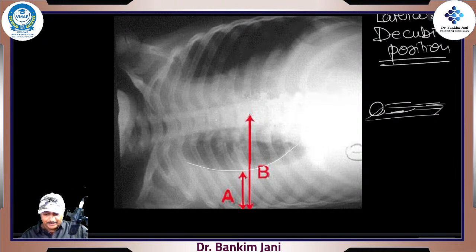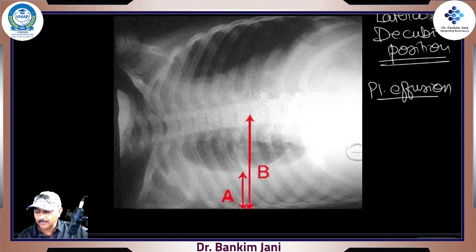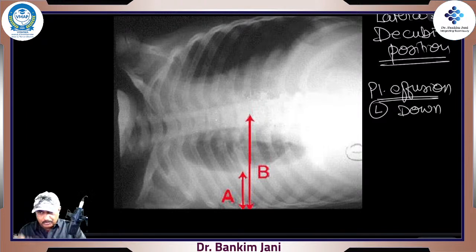So when this distance A is seen over here, it tells that yes, this is a case of pleural effusion. One interesting thing, this lateral decubitus position is useful for two purposes. One, which side is down. If on your plain X-ray you suspect pleural effusion on the left side, then the patient should be in left lateral, so the left side should be down. Makes sense, because fluid will gravitate downwards, and you'll be able to see the fluid.